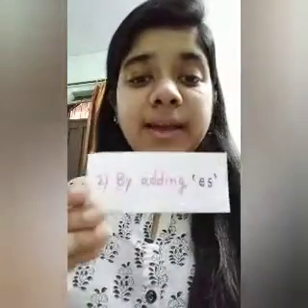Now, kids, the second way to change a singular naming word into a plural naming word is by adding es. When a singular naming word ends with letter ch, sh, s, ss, o, x, or z, we add es to change that singular naming word into a plural naming word. Let's go and see how.